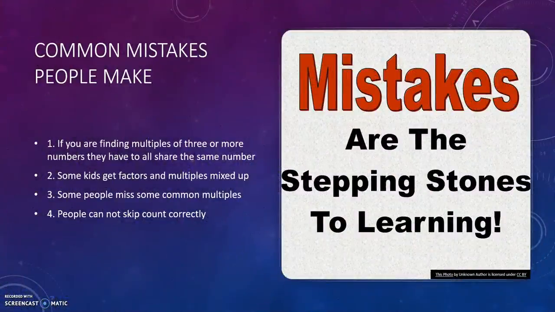Common mistakes people make. If you're finding multiples of 3 or more numbers, they all have to share the same number. Kids get factors and multiples mixed up. Some people miss some common multiples. People often mess up their skip counting.